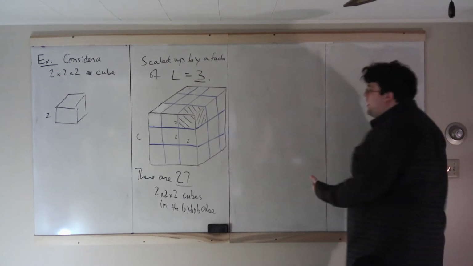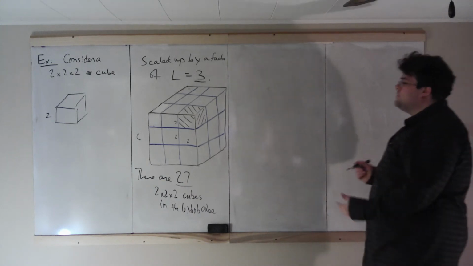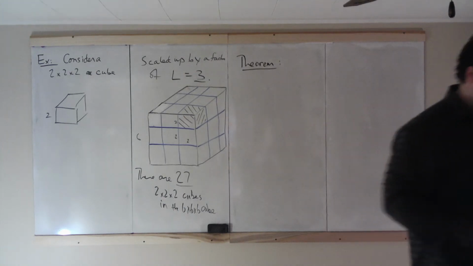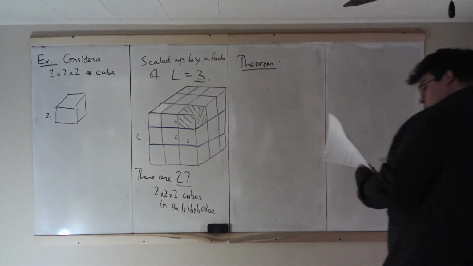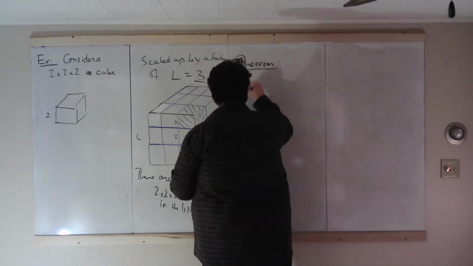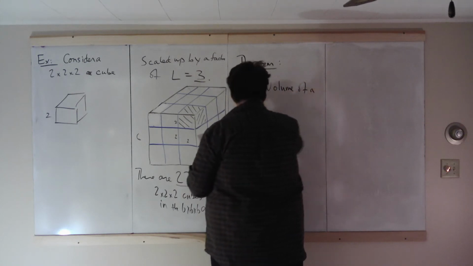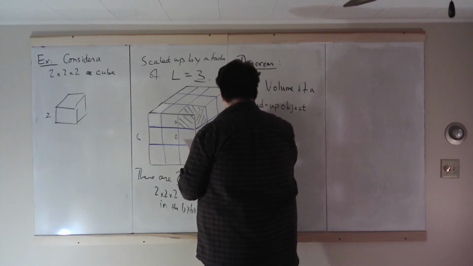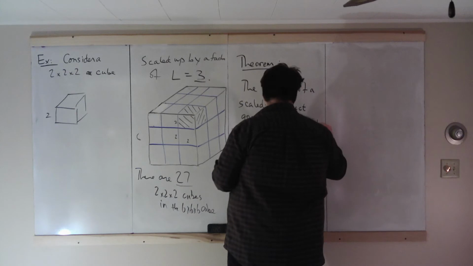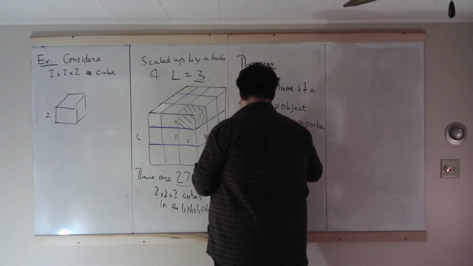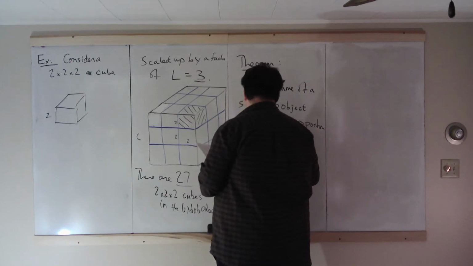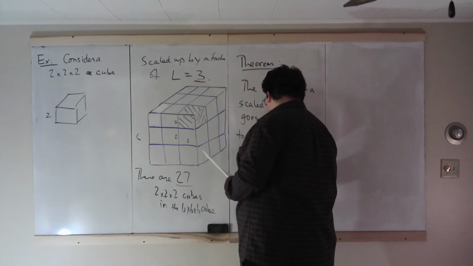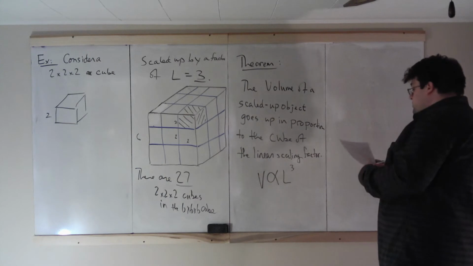So we defined the area scaling factor. I'm not going to formally define the volume scaling factor. It's the same thing, just with volume. But we will record this as a theorem, and I'd like it to be phrased the same way as the first theorem. The volume of a scaled up object goes up in proportion to the cube of the linear scaling factor. And with our notation, we would have V, the volume scaling factor, is proportional to L cubed.